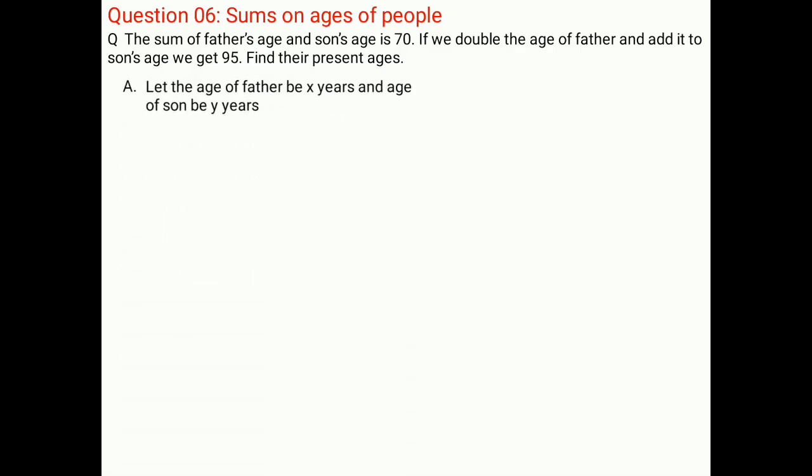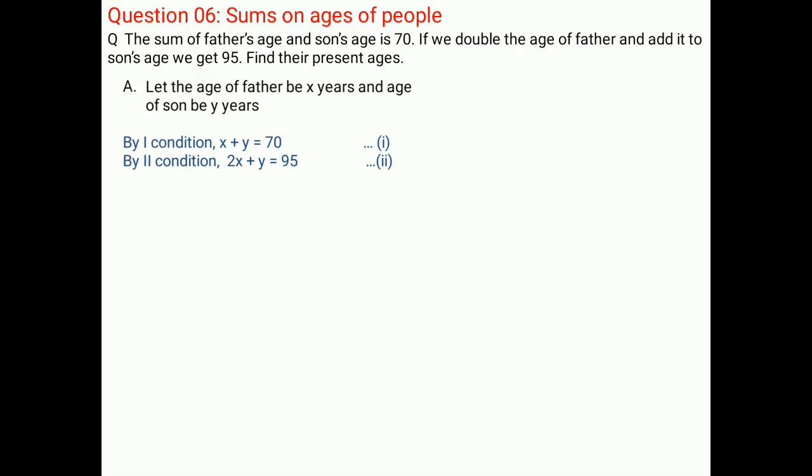Now, since the question is asking ages of father and his son, we will be taking the age of father as x years and age of son be y years. Therefore, by condition 1, which is the sum of father's and son's age is 70, I get x plus y is equal to 70. And this becomes my equation number 1.